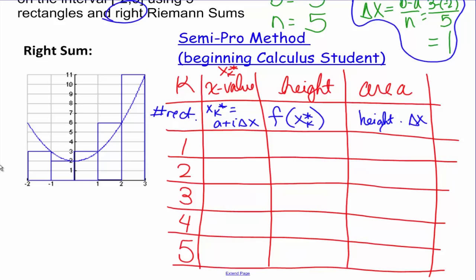So rectangle number 1. That's this one right here. We would like to find the x value we plug in to find the height. So just to make sure we're all talking about the same thing, look at the picture and tell me what the answer to this one should be. What am I trying to find from the picture? What x value did I plug into the function to find the height right here? -1. So this should be -1. So let's try it. Let's actually use the formula that they give us there. So the formula is a plus k delta x. So a is -2.